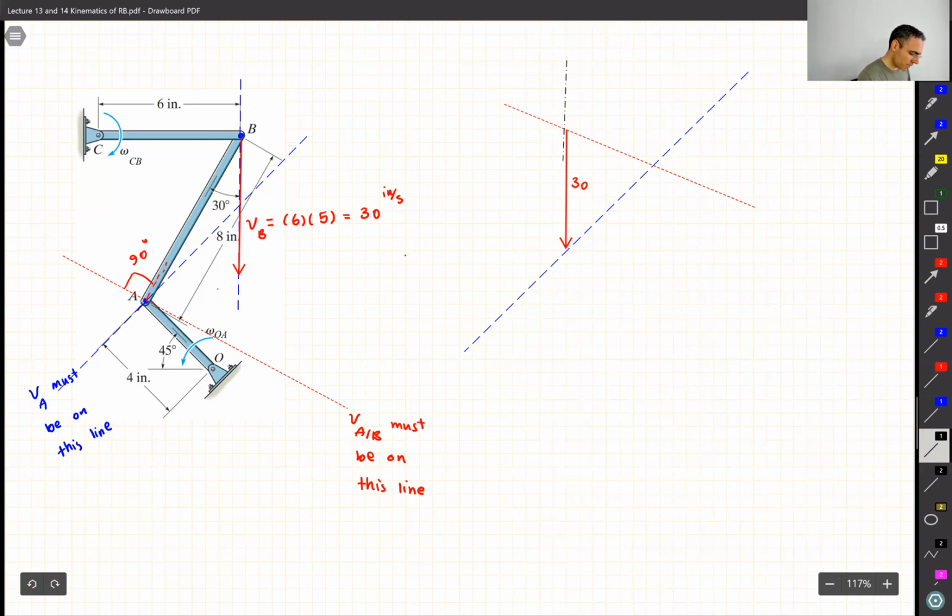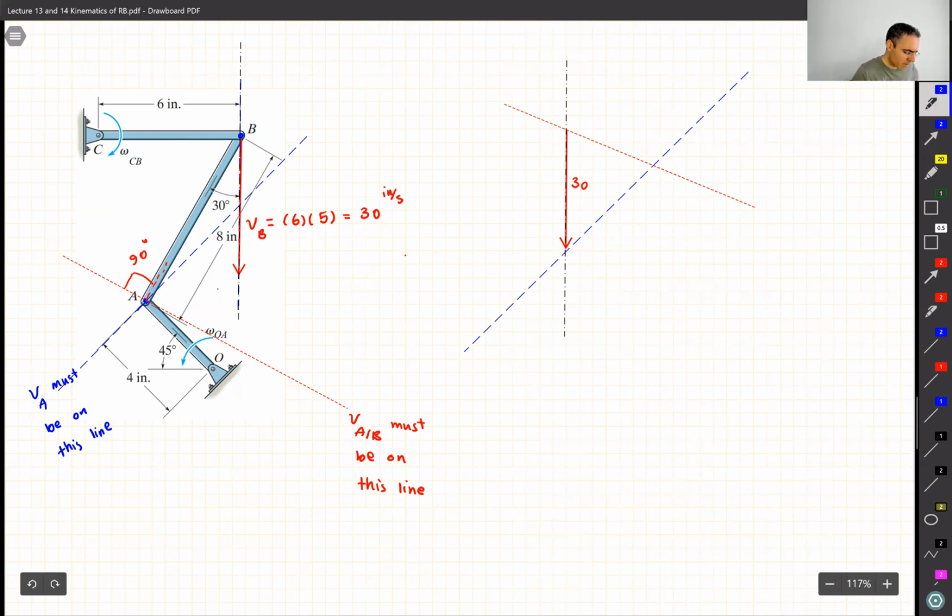So let's see what I did. I made a triangle with these three lines that we know for VB, VA, and VA with respect to B. Okay. And the only thing that we know is, since VB is known, we just draw a certain length. Maybe we draw a line of 1 inch or 2 inch or 10 centimeter, doesn't matter. But we said whatever we see on this picture is 30.